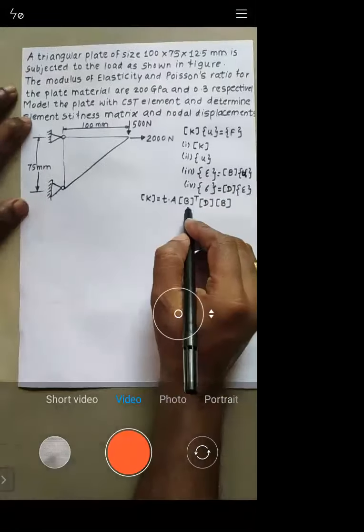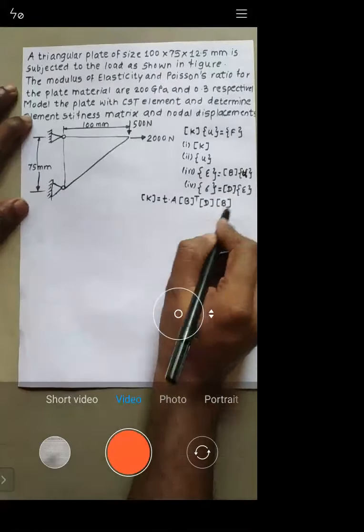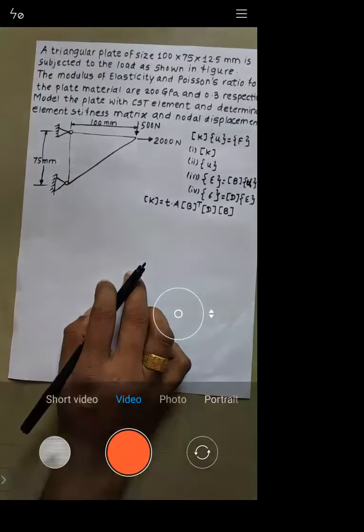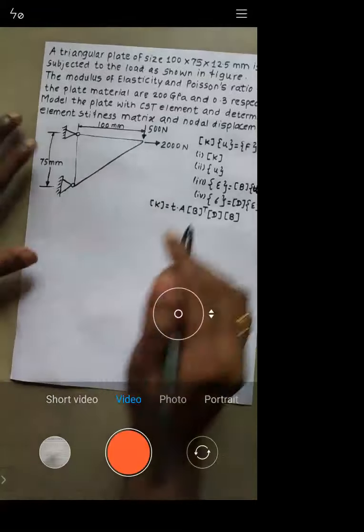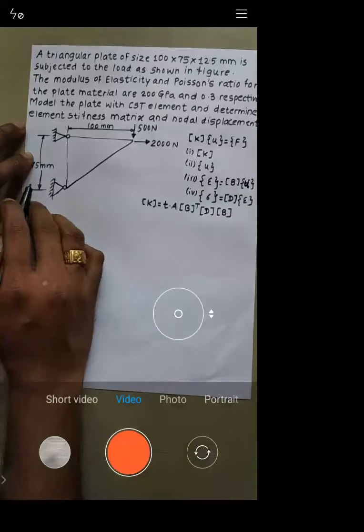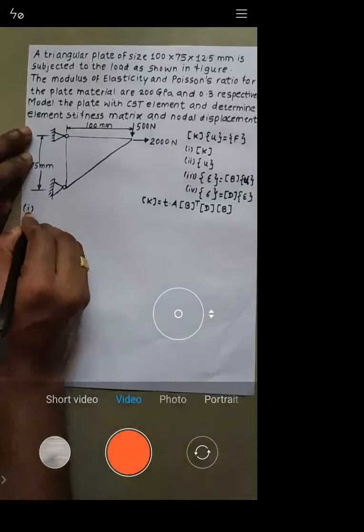So for that, let's start. I should calculate B first. B is called the strain displacement relation matrix, right? So I will calculate that.